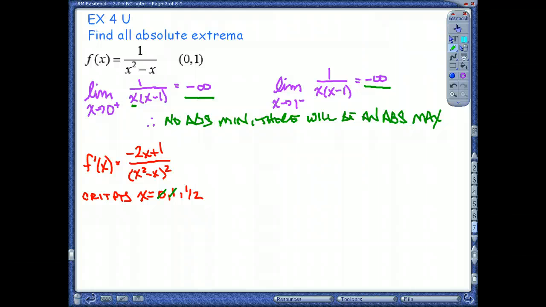So automatically, that's our man. So we'll write absolute max. We're going to put that 1/2 in, plug that into the original. If I plug 1/2 into the original, I should get -4. Okay, so that would be our absolute max.